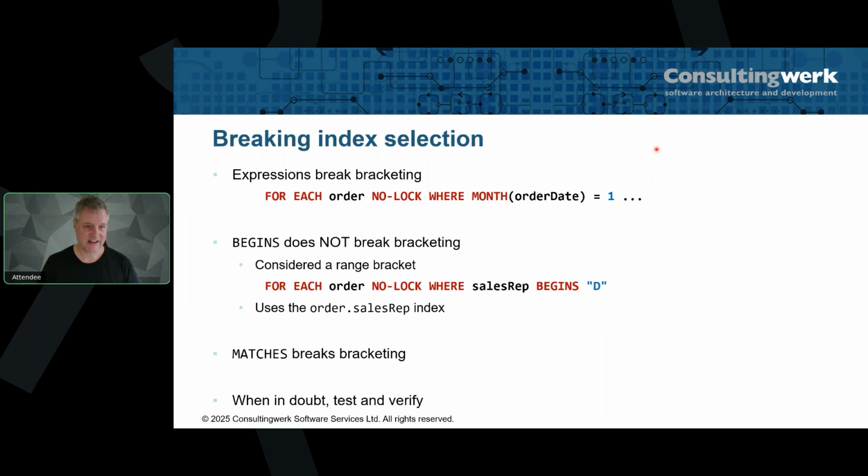Breaking index selection is also easy enough to do. Any expression, there's a couple, will break bracketing and break index selection. So even if order date is a field in the index, using the month statement is not going to select an index. There's a row ID function that does not use an index, but that does not break indexes.